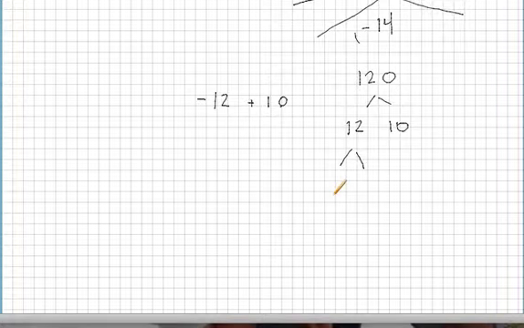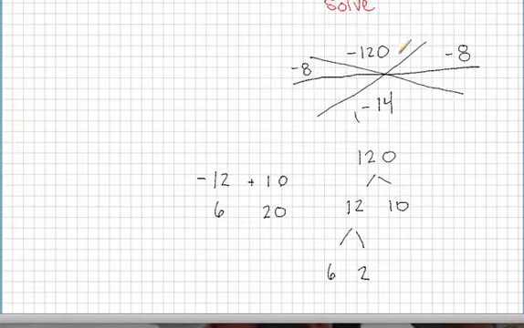So 12 factors into 6 and 2. That means if I take 6 and 2 times 10, which is 20, and I multiply those together, and one of them is negative, I would get negative 120. And I know the bigger number is negative. So if I add these together, positive 6 minus 20, that does indeed give us negative 14. So those are our factors.